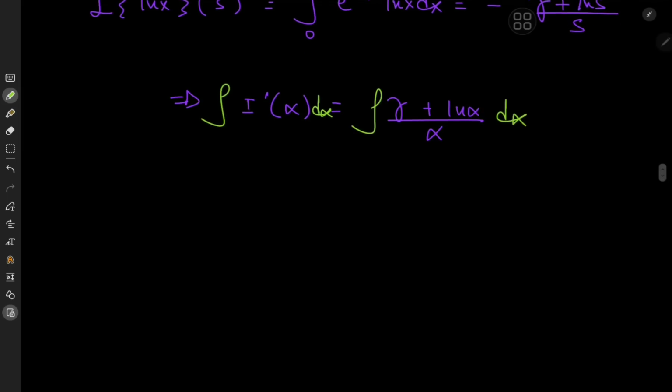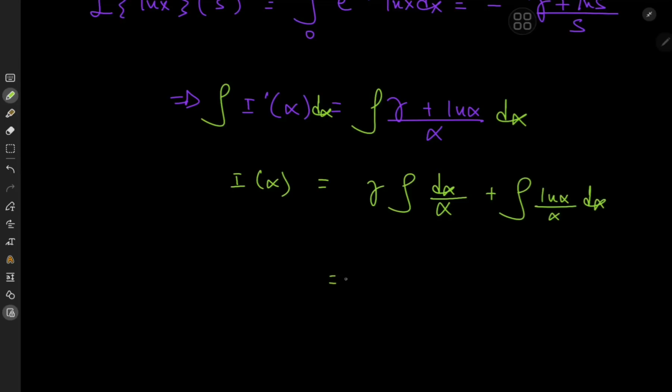So integrating with respect to alpha gives us I of alpha on the left-hand side, and on the right we have gamma times the integral of d alpha by alpha plus the integral of log alpha by alpha d alpha. The first integration gives us gamma times log alpha, and then we have log alpha times its derivative. So that means we can apply the power rule and get log square alpha by 2 plus a constant of integration c. Now, how do we determine the constant of integration?